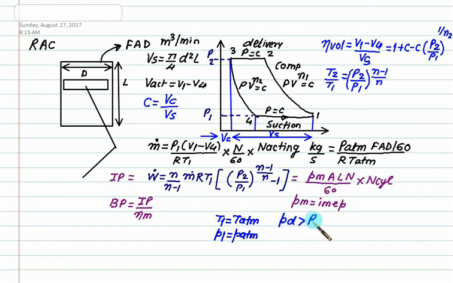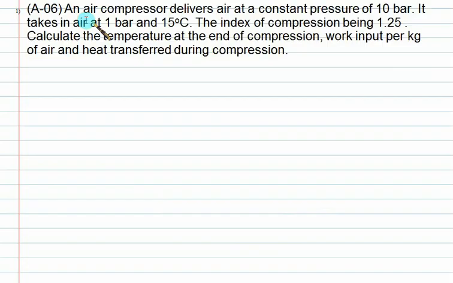The delivery pressure is normally greater than the P2 value, and if it is not given, then you can take the delivery pressure equal to P2. Similarly, the suction pressure is less than.